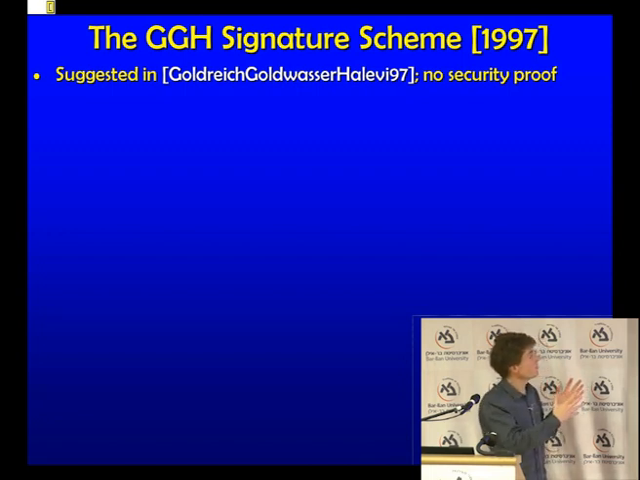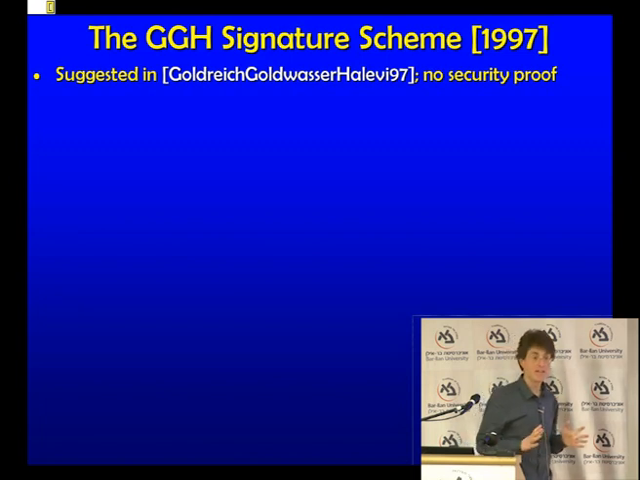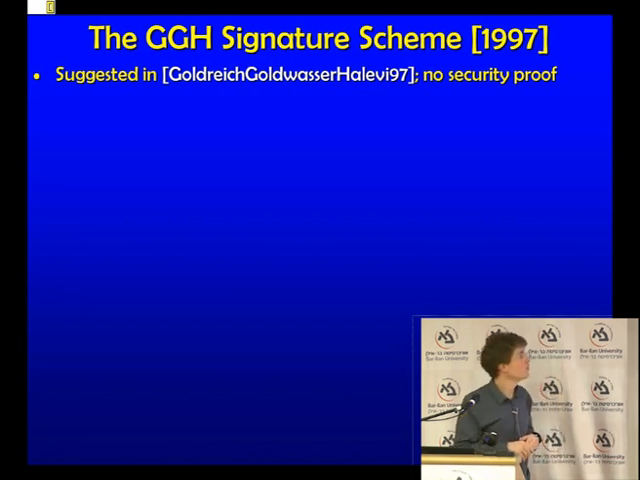And the signature scheme they presented had no security proof, there was no claim to relate this to any established hard problem, and as you see in this talk, this had indeed flaws. There was indeed a very big problem in that signature scheme. But the idea is still very useful and still shows up in other constructions of lattice-based signature schemes.